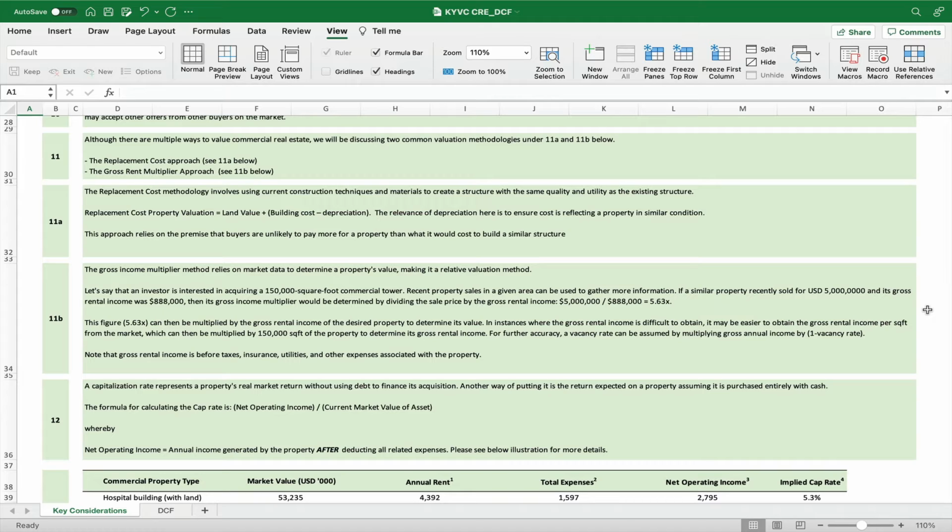The second method is called the gross income multiplier method. It relies on market data to determine a property's value.